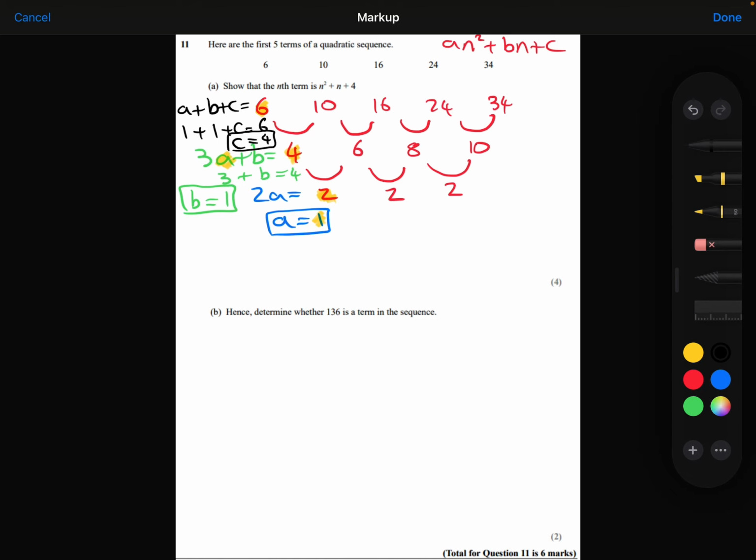So therefore my nth term is an squared plus bn plus c, and strictly we don't really need these ones, we could just say n squared and n. And that is what we needed to show.